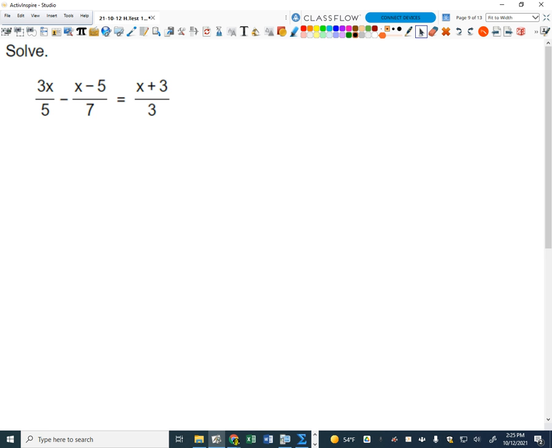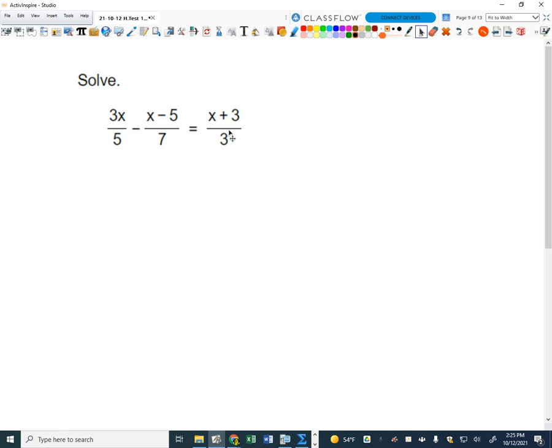Okay, here's another one I want to go through. This is clearing fractions, but it's maybe a little bit tougher, because what people tended to miss on this was not distributing that negative to both parts. Okay, what's the common denominator I'm going to multiply through by here?